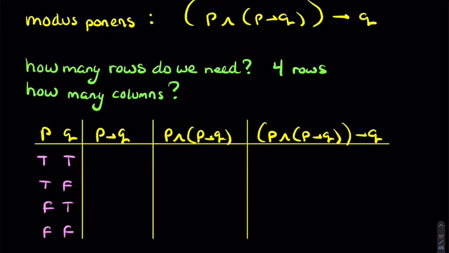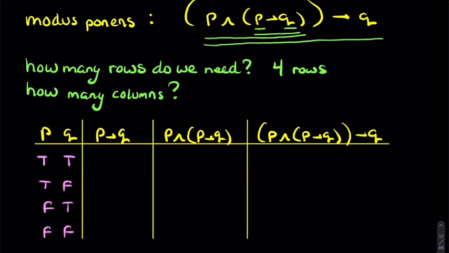How about the columns? Well, we're going to have a column for P, a column for Q, a column for P implies Q. We'll have a column for P and P implies Q, and then we'll have a column for this whole antecedent and the consequent.